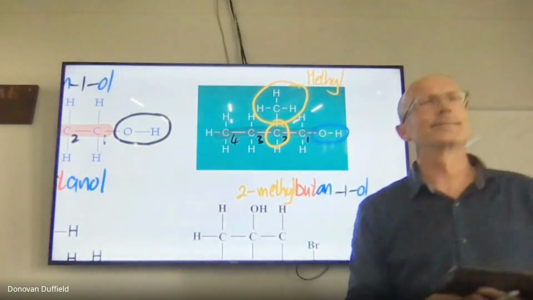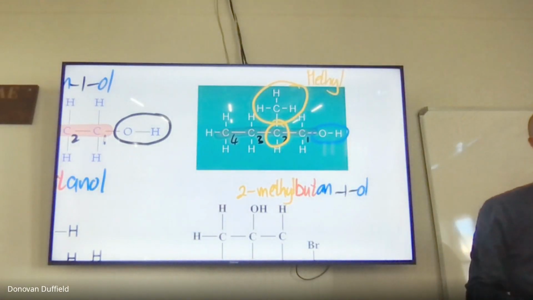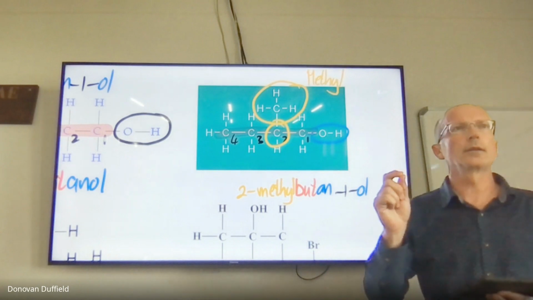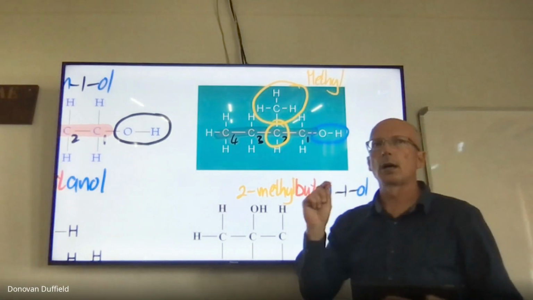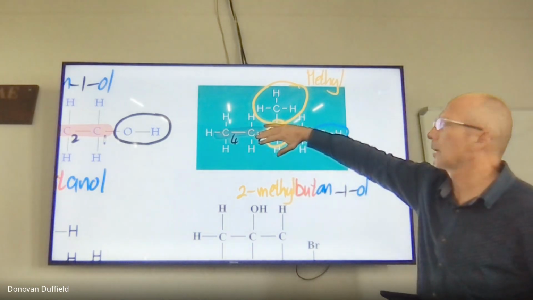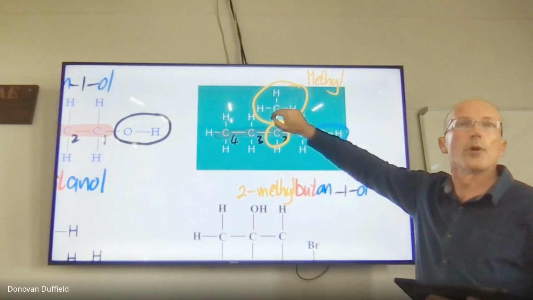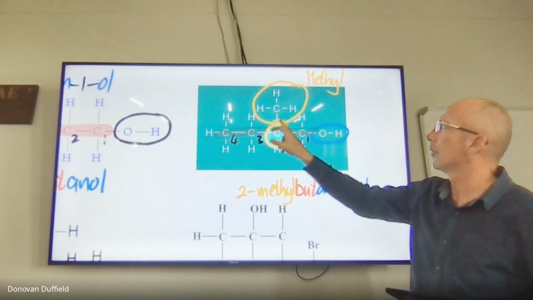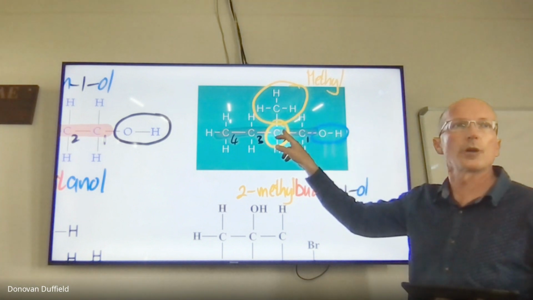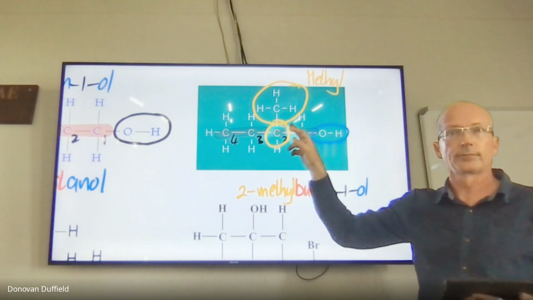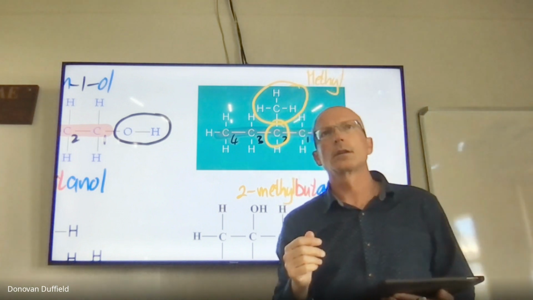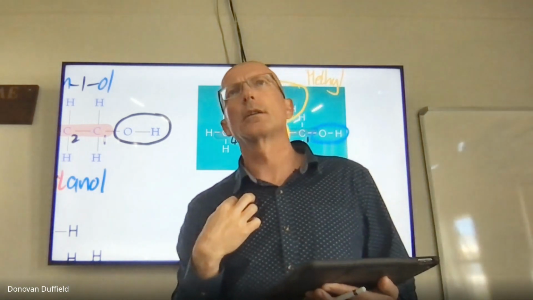Yes, Noah? Can you put 2-methane, 1-butanol? Not methane. I mean, methyl. This is not methane. Methane's CH4. This is a branch, so it doesn't have a fourth hydrogen. It's connected to a carbon chain. So it's methyl. But if I was to put methyl, would it be 2-methyl, 1-butanol? That would.